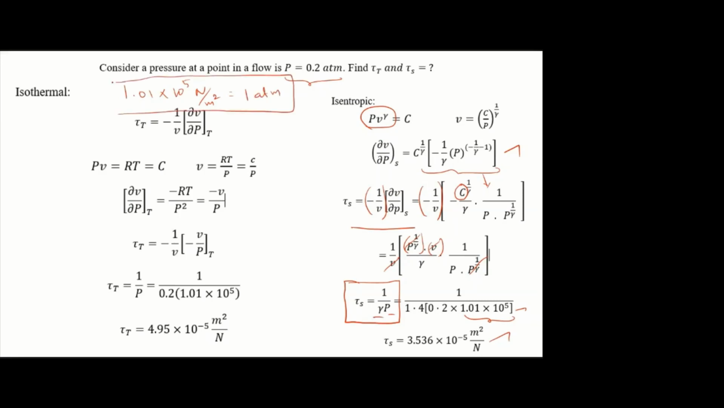So you should not substitute directly in ATM. Always you have to convert it into Newton per meter square. Then only you have to substitute. Otherwise you will get wrong value. Wherever you are getting this ATM, everywhere you have to convert that ATM into Newton per meter square. Don't forget.